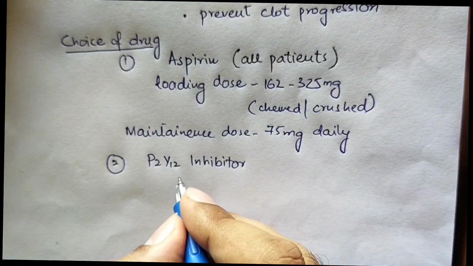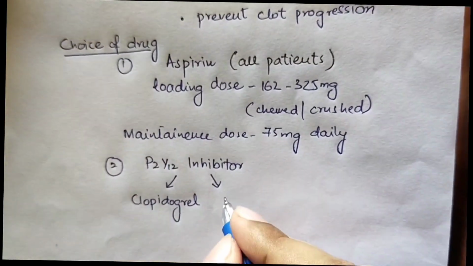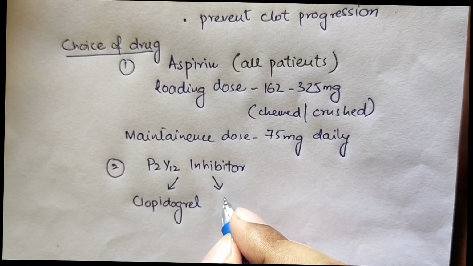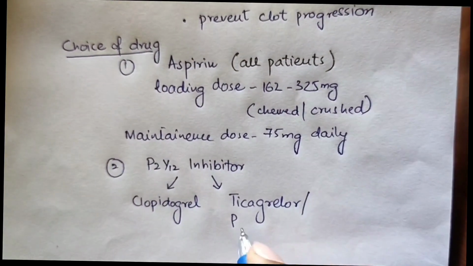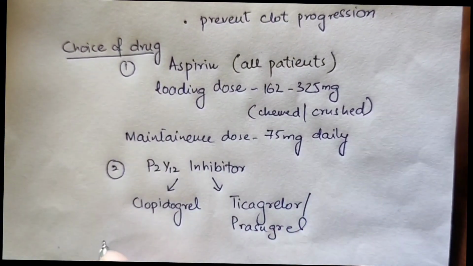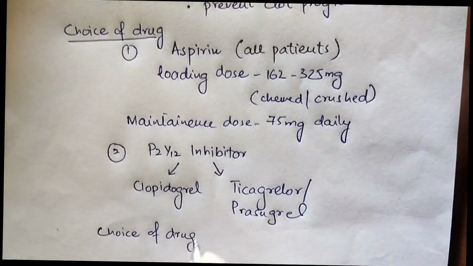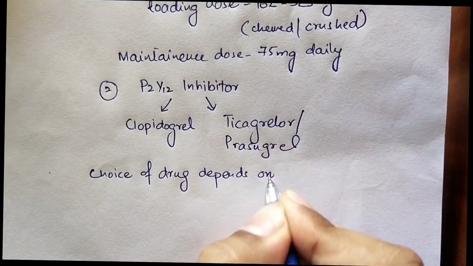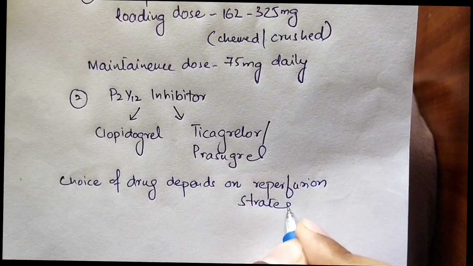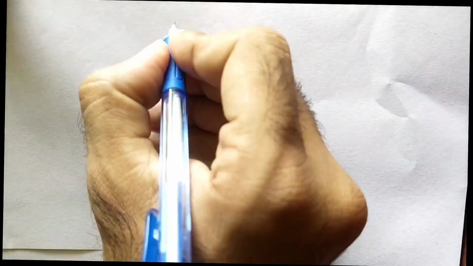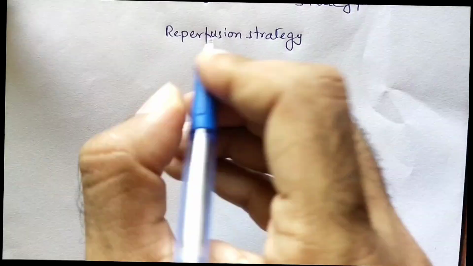Second is P2Y12 inhibitor, which include drugs like clopidogrel, ticagrelor or prasugrel. Now, these drugs are varied upon their risk benefits ratio. Clopidogrel is given in the case of fibrinolysis, and ticagrelor and prasugrel is given in the case of PCI. The choice of these drugs depends upon the reperfusion strategy we are using in the patient.